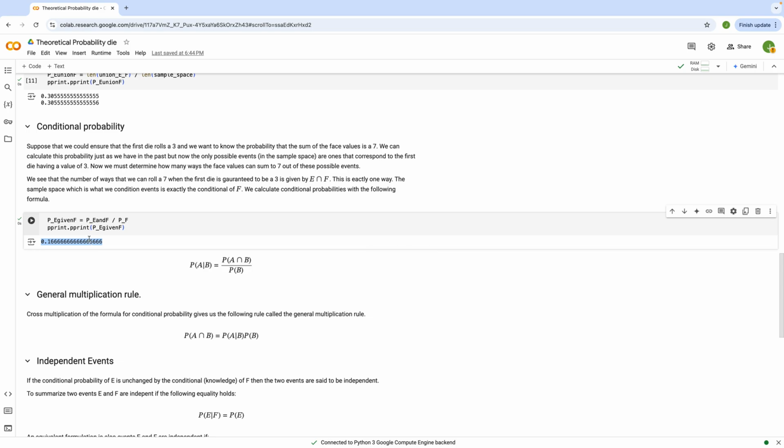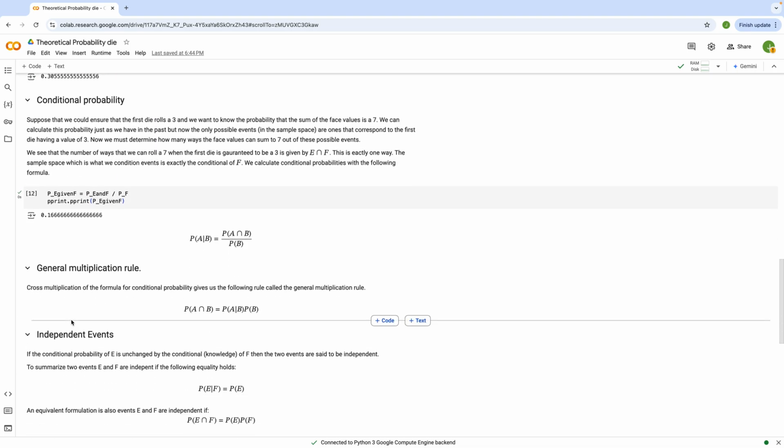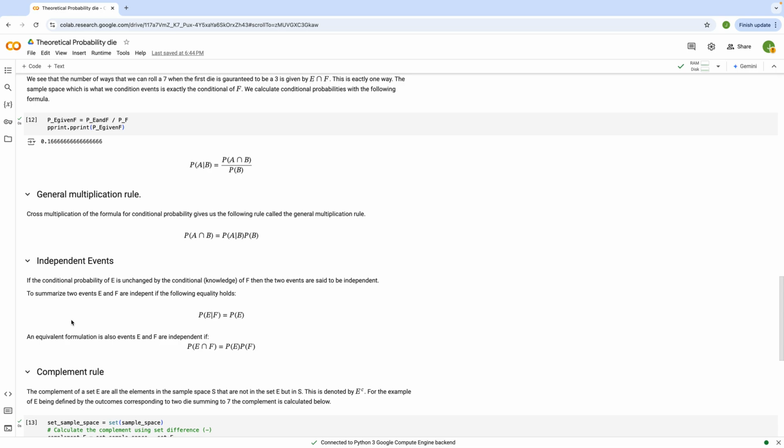We should notice that this probability 0.166 is exactly what we got when we just calculated the probability of E. So the conditional did not change the probability. When the conditional does not change the probability, the two events are called independent. So here the conditional probability of E, that the sum of the two die rolls is 7, is unchanged by knowledge of F, which is that the first die will roll a 3. In this case, since it doesn't change the probability, F does not affect E or vice versa. The two events are called independent. So specifically, if we have this equality, the two events are called independent. If they're not equal, they're called dependent.